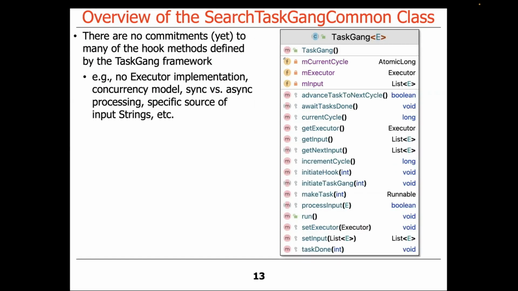In particular, there's no executor implementation, there's no concurrency model, there's no sync or async processing, there's no specific source of input string objects, etc. Those things are all going to be added later by subclasses for the SearchTaskGangCommon.